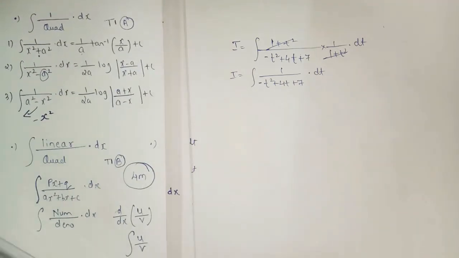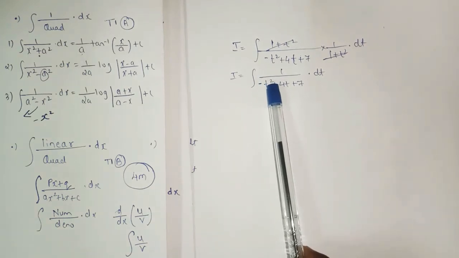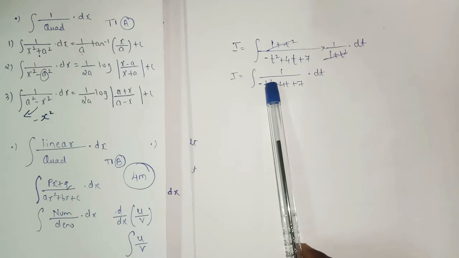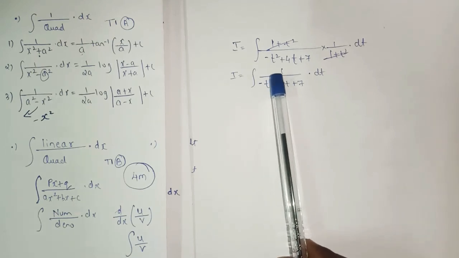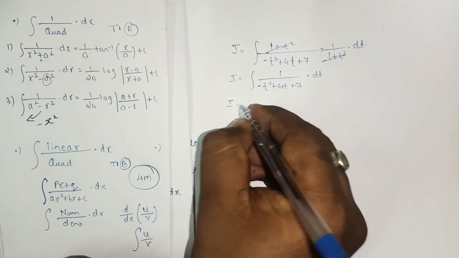So now we'll see how to apply the third formula. Here first we have to see whether the coefficient of the square term is 1 or not. So here the square term coefficient is 1 and the sign should be positive, so first we'll make the sign positive.